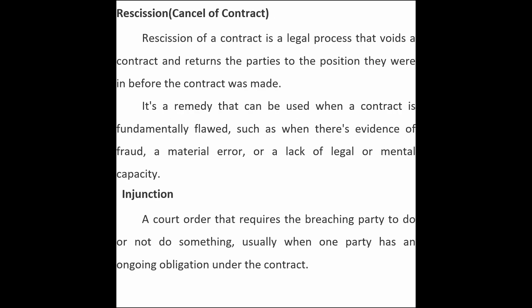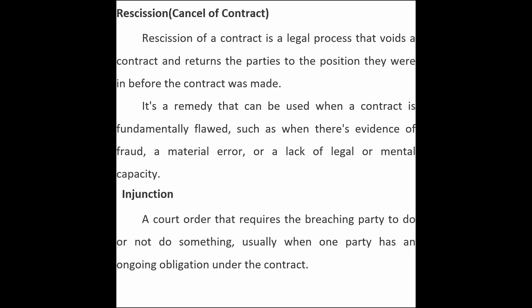The next one is rescission. Rescission means a legal process that voids a contract and returns the parties to their original position. It is a remedy available when a contract is fundamentally flawed. If there is a fake contract, no legal contract, or a material error such as a mistake, you can cancel that type of contract. That is called rescission.